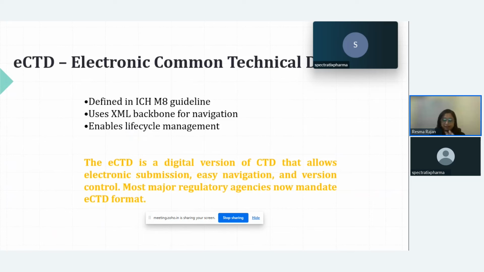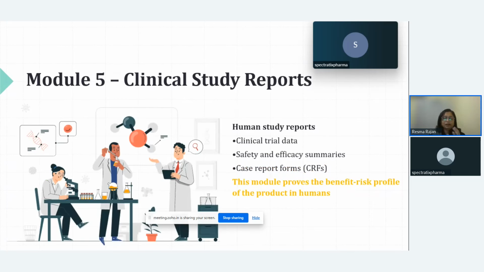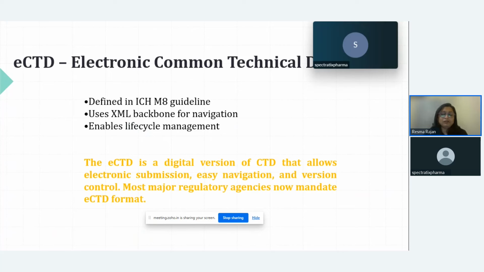So this is the complete dossier: Module 1, Module 2, Module 3, Module 4, Module 5. This comprises the dossier as per the CTD, the Common Technical Document, as per the ICH guideline. The guideline I told you about is ICH M4: Q is for the quality section, S is for non-clinical, which goes into the S section, and efficacy, ICH M4E, will have the clinical trial details. Other than that, there is one more guideline, ICH M8, which covers the electronic common technical document.